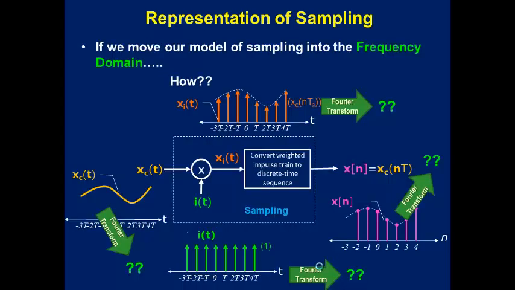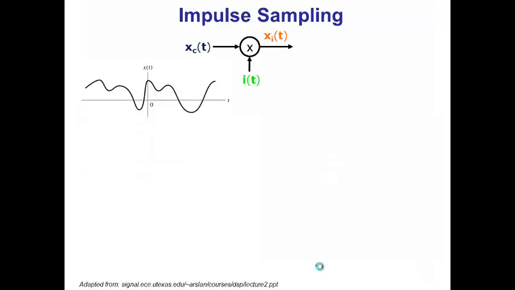I have a spectrum for that, and I have a spectrum for this. When I multiply things in the time domain, what do we do to them in the frequency domain? Convolution. That means I have to convolve the spectrum of this with the spectrum of that. Well, that's why we reviewed that.